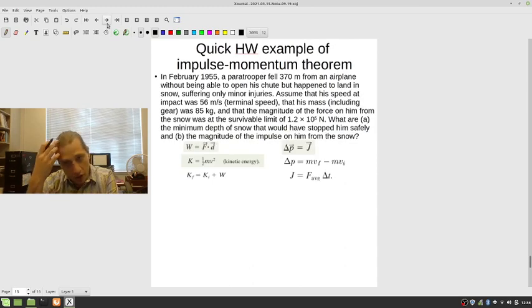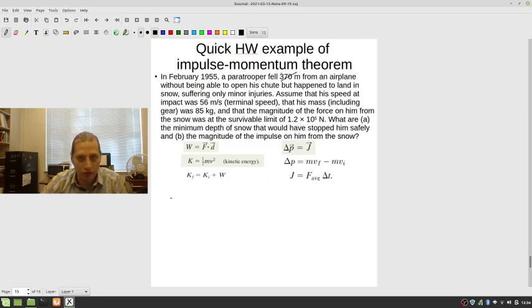And let's just do one quick example with this, and we'll have to come back to this because I know I've introduced a little bit too much nomenclature in one lesson. But let's just read this. It says, in February 1955, a paratrooper fell 370 meters from an airplane without being able to open his chute, but happened to land in snow, suffering only minor injuries.